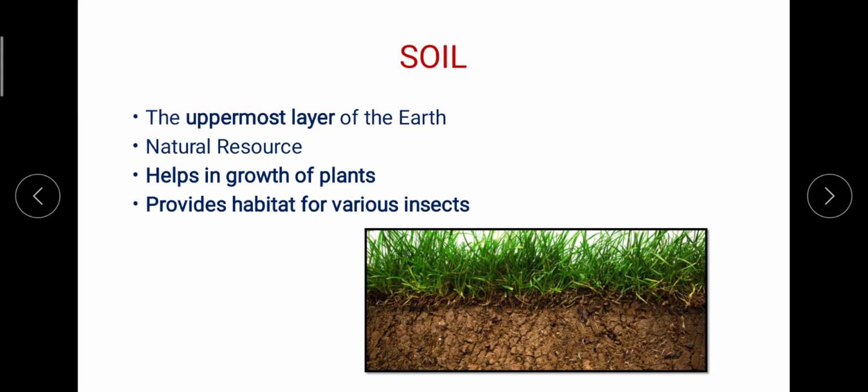Now this process of growth of plants and animals in the soil has a direct relation with human survival, because they have both direct as well as indirect relation with it. Now the question comes: what exactly is soil made up of?